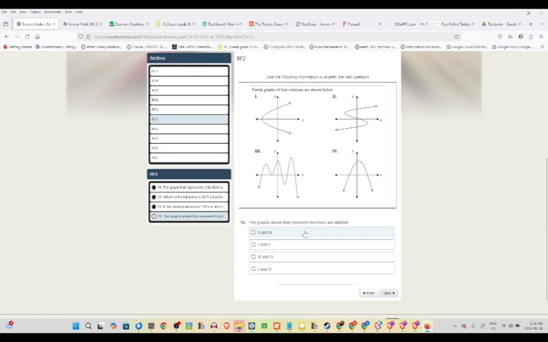And what here represents functions? Those will be ones that pass the vertical line test. 1 fails. 2 fails. So anything with either 1 or 2, we immediately know is out. That leaves only C, because 3 and 4 are functions. They pass the vertical line test.